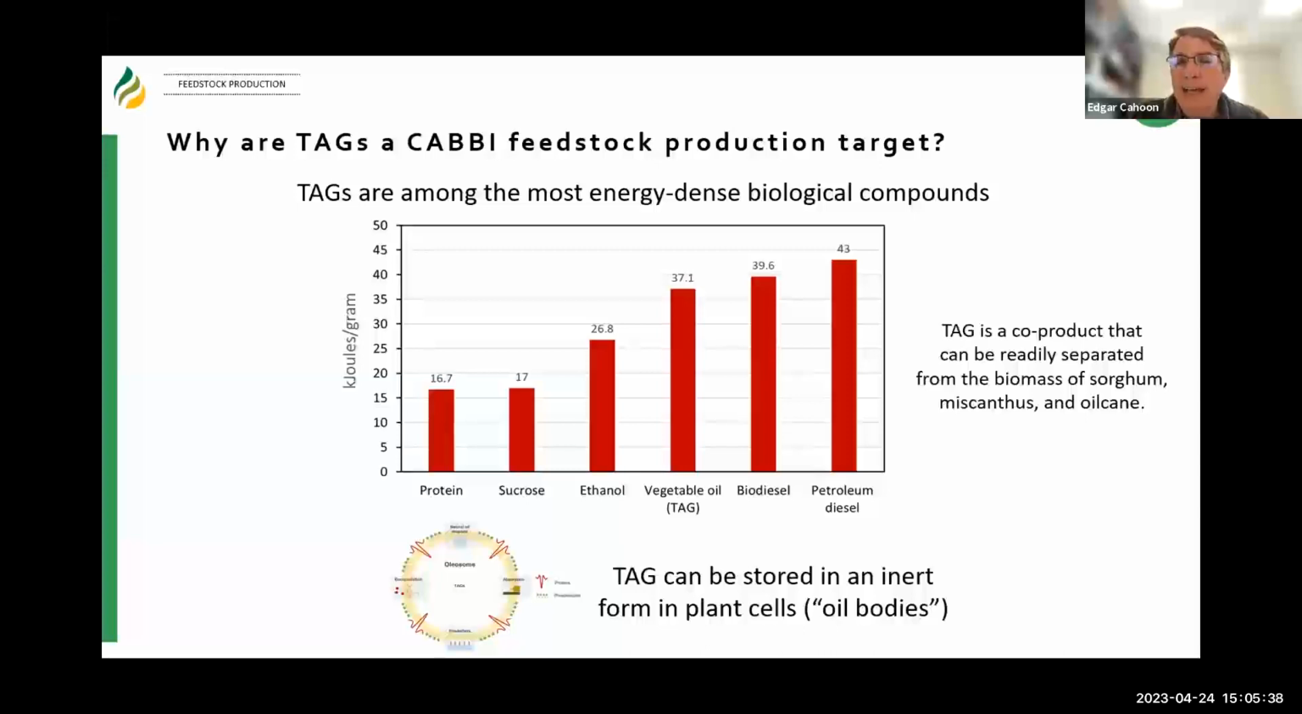We should look upon TAG at CABBI as a co-product. So we're making biomass, but we can readily extract TAG from the biomass, maybe using hexane or pressing it from the biomass. What's left of the biomass after the TAG is extracted can also be used for other products. So we look at the biomass as part of a biorefinery, where TAG is just one product that we can get from the biomass. And I think TAG is one of the things that separates CABBI from all of the other BRCs. I think we're the only one that's working on TAGs.